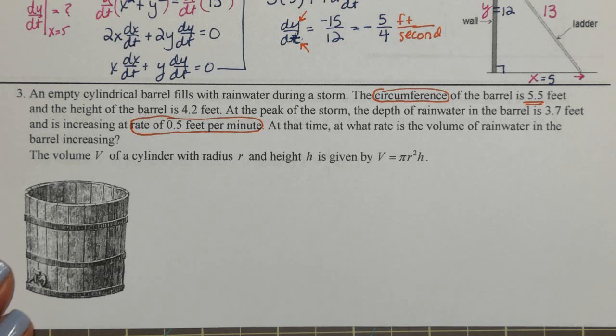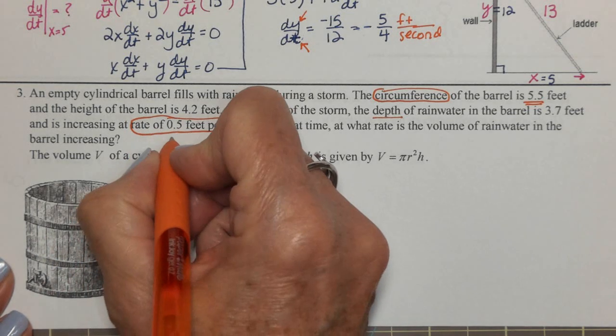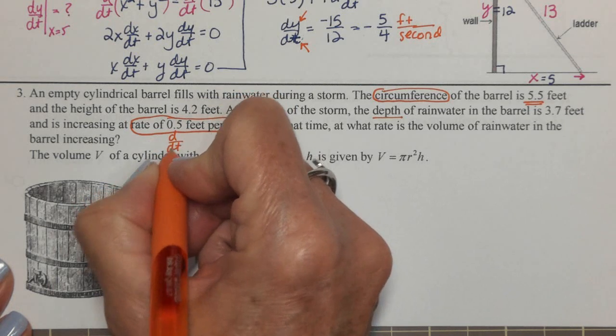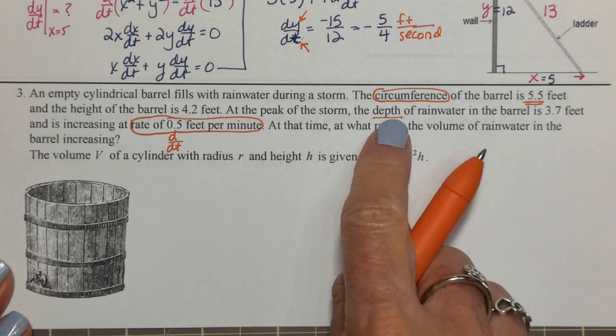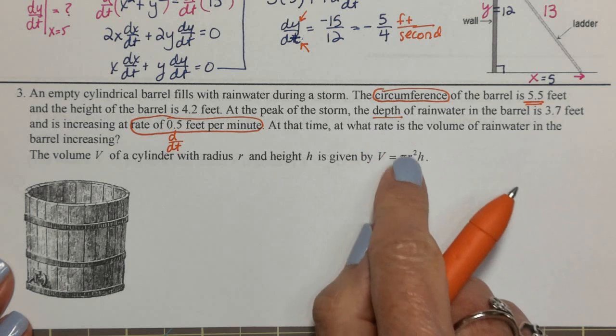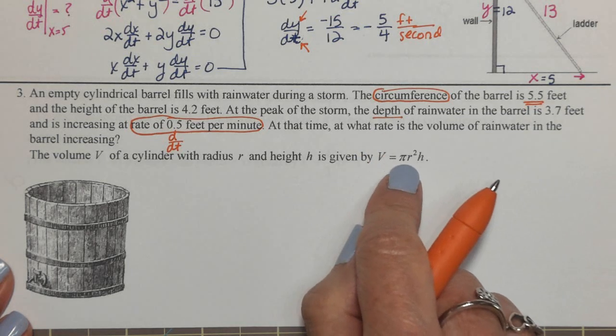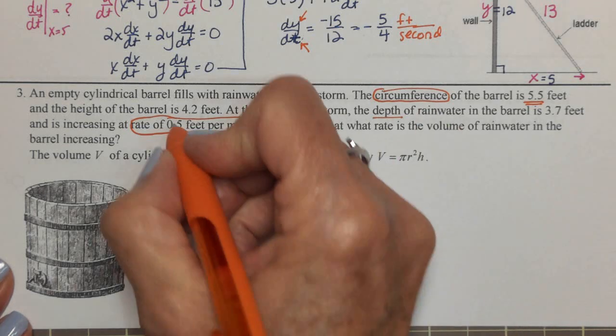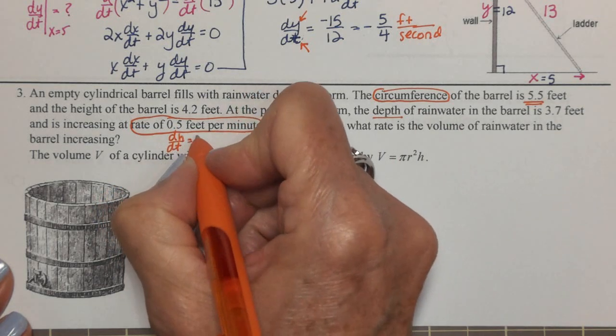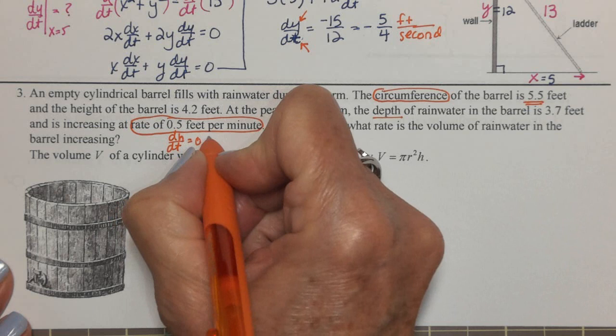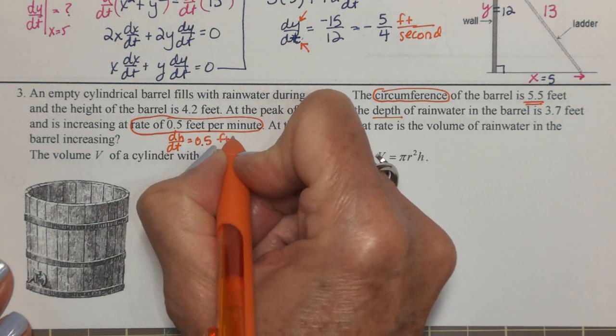What are they telling us? The depth is 3.7 feet and is increasing at that rate. So this rate will be d-something dt, right? D what dt? What will be the depth? Here's the formula for the volume of a cylinder. What's the depth? Well, the depth is h. So dh/dt is 0.5 feet per minute.